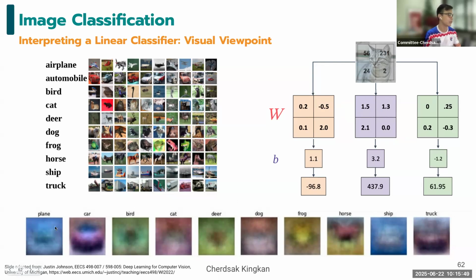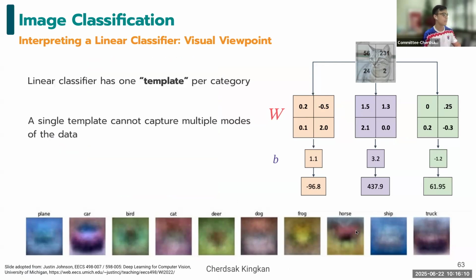For the plane, we might probably have a template that looks very blue because it flies in the sky. For the car, we might have a mixture of different shapes of the car. And for the horse, we might have some sort of greens and the horse, something like that. So a linear classifier has one template per class.